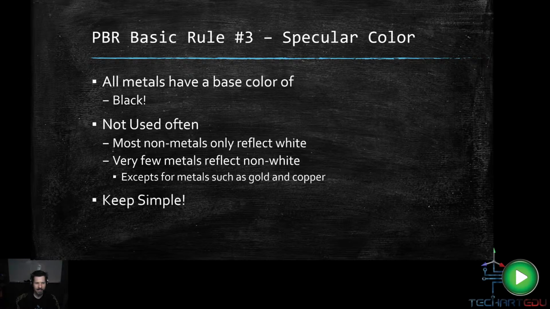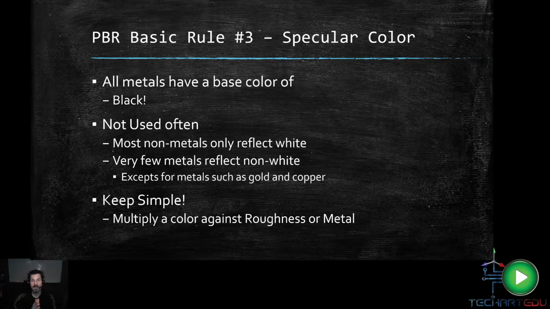So in other words, just keep it simple. Multiply a color against a roughness or metal. So let's take a look at the specular. Actually, Nick's thing doesn't have a specular color because all the specular color bouncing off of his Canon is white, and so we do not have a specular map for that.